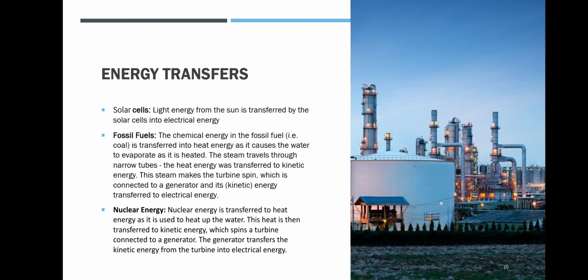Next up we have fossil fuels. Now the chemical energy in the fossil fuel is transferred into heat energy as it causes the water to evaporate as it is heated. Then the steam travels through narrow tubes. The heat energy has now been transferred to kinetic energy, and the steam, or the kinetic energy, makes the turbine spin, which is connected to a generator. Finally, the generator converts this kinetic energy into electrical energy.